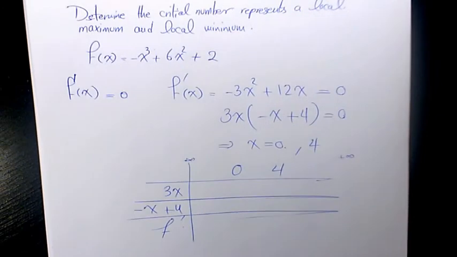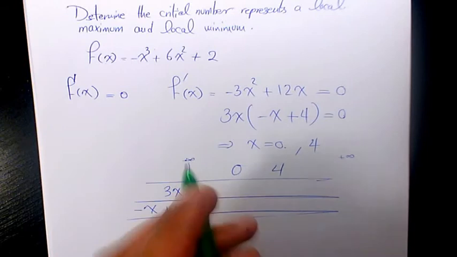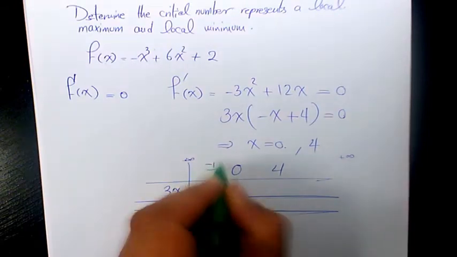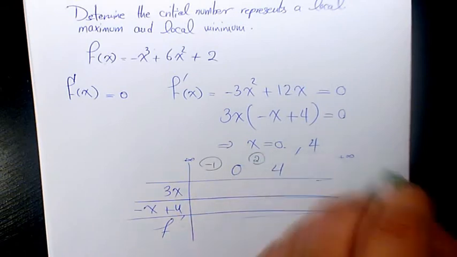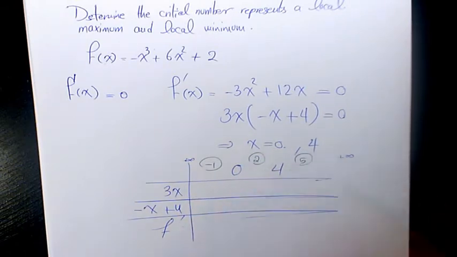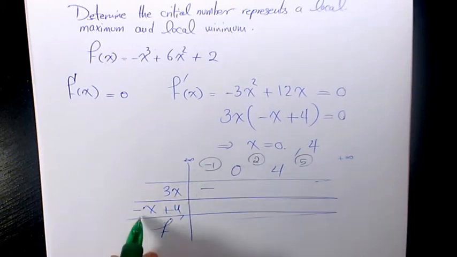So we know when f prime is positive, the function is increasing. When f prime is negative, the function is decreasing. So here we have negative infinity to 0. We can assume a number here, let's say negative 1. From 0 to 4 we can assume 2, and from 4 to infinity we can assume 5. So when you sub it there, it's going to be negative. When you sub it here, it's going to be positive. Negative times positive is going to be negative.